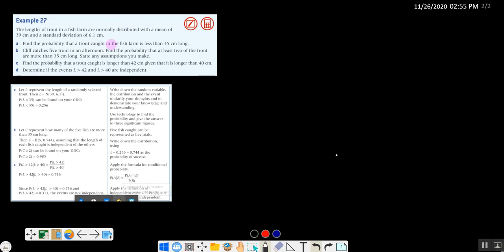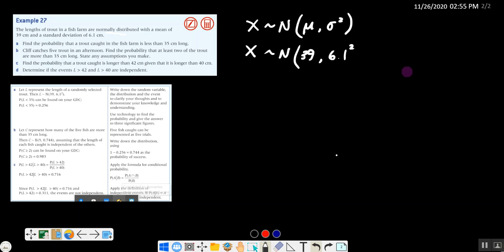Okay, so we've got here normally distributed, mean of 39, standard deviation. So we can write our statement now, which is x is distributed normally, and what's in the brackets? So it'd be mean and standard deviation squared, the variance. So if we write that out, normal distribution, the mean is 39. Okay, standard deviation is 6.1, so we've got 6.1 squared.